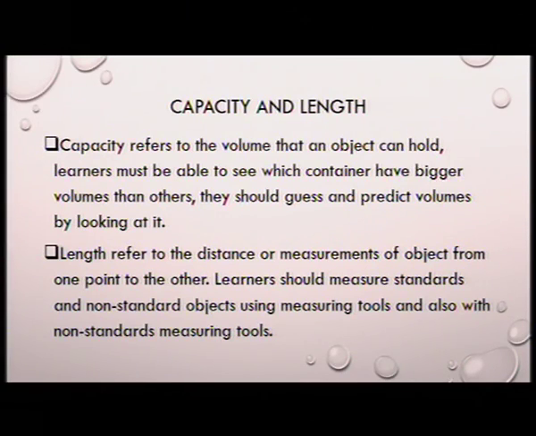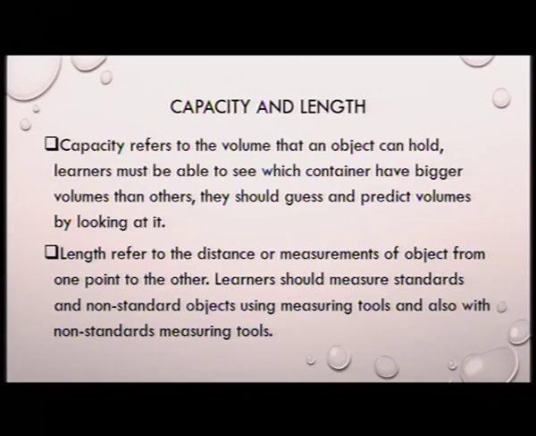Now, lengths refer to the distance and measurements of object from one point to the other. In other words, if you are having this pen from this point to this point, that is your length, the length of this ruler. Now you need to teach them, especially when you are talking about any other object or any other things, for example, the distance from school to home and so on, you need to teach them that they should be able to distinguish which one is far, is it the shop or is it the school from their home. So they must master these kind of things.